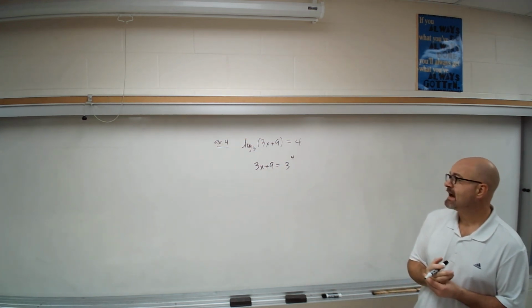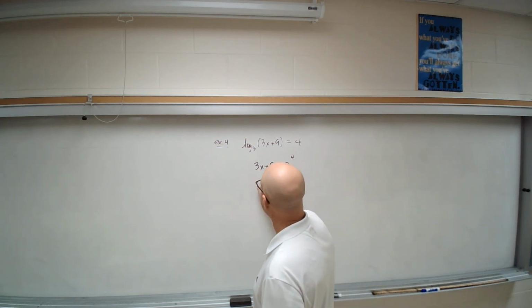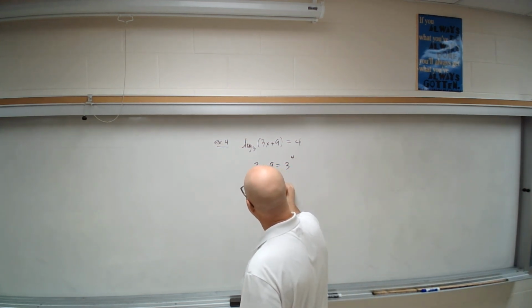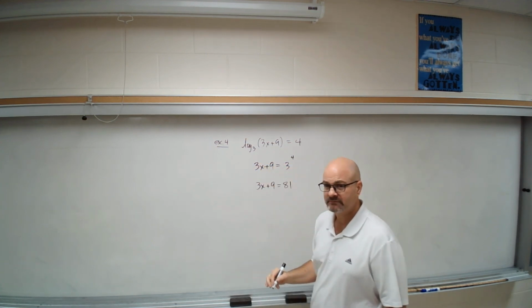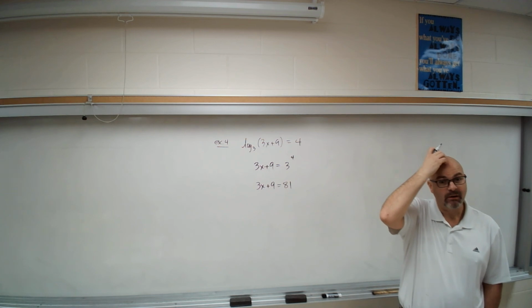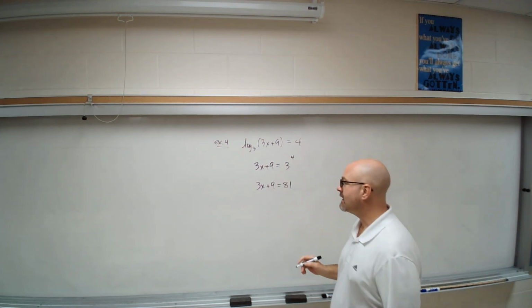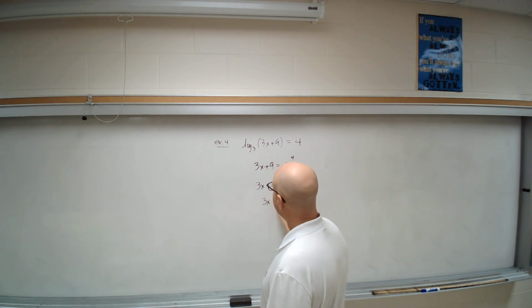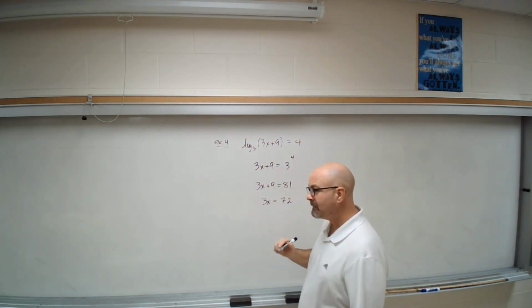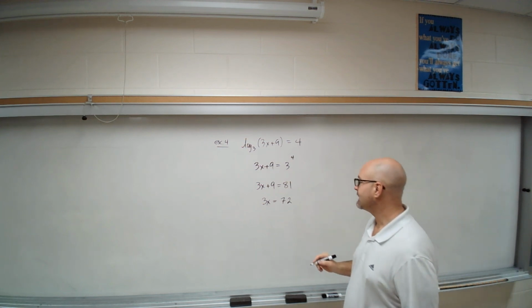So at this point now, 3 to the 4th, we know that's just 81. So 3x plus 9 equals 81. Okay, now we're just solving a two-step linear equation. Right? This is like the Wayback Machine here. Subtract 9 from each side. You get 3x equals 72. Okay, divide both sides by 3, and we get 24.